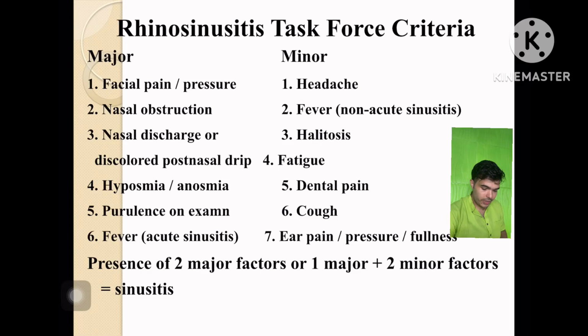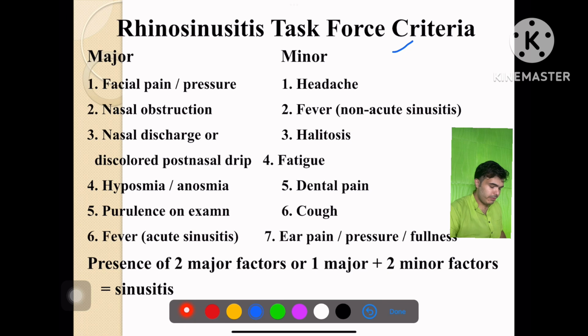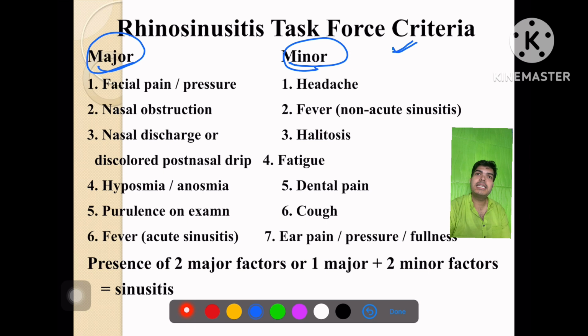Now we continue with rhinosinusitis again. Whenever we talk about the criteria for rhinosinusitis, there are basically major and minor criteria. So what are the major and the minor criteria for rhinosinusitis? The major criteria are all the features of the nose.